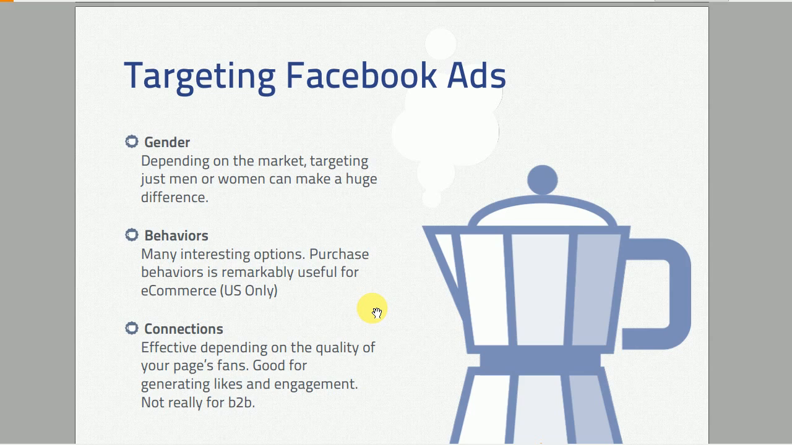Then another thing, you can target people based on behavior. Meaning, you can say, do these people travel a lot? Do these people buy a lot? With that, you can target people based on their behavior. Do they spend so much on luxury goods? If you're selling expensive things, you can target people that only buy luxury goods. So, target them based on connection. Are they connected to this particular fan page? Do they like this particular page?